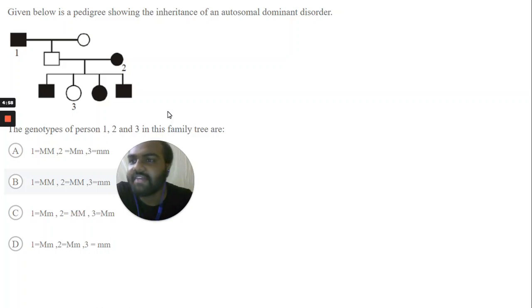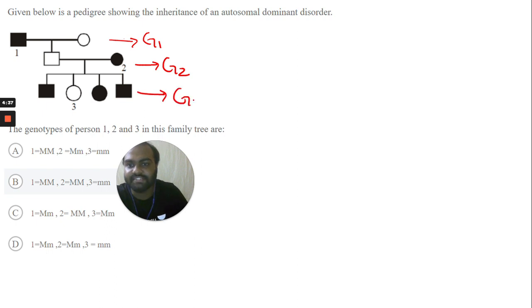Hello. Here they have given a question which states, given below is a pedigree showing the inheritance of autosomal dominant disorder. The genotypes of person 1, 2 and 3 in this family tree are. So here if you look at the generations, that is the first generation is G1, the second generation is G2 and the third generation is G3.